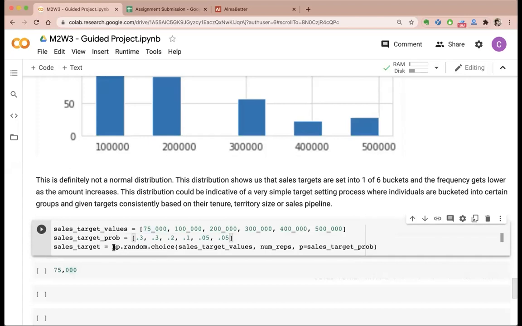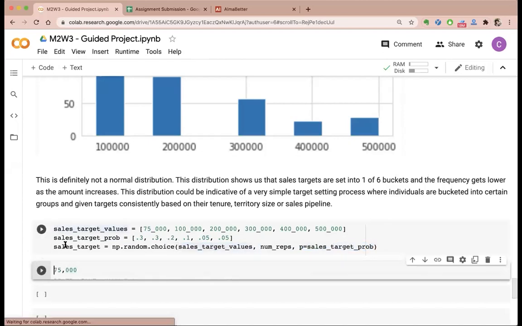So you can use np.random.choice, and you have to use this syntax. You first give the values from which you need to pick. How many values you need to pick? I'm giving it 500. And what is the probability distribution of these values? This is the probability distribution that you mentioned. Based on this, it will pick values. Okay, so just run it.